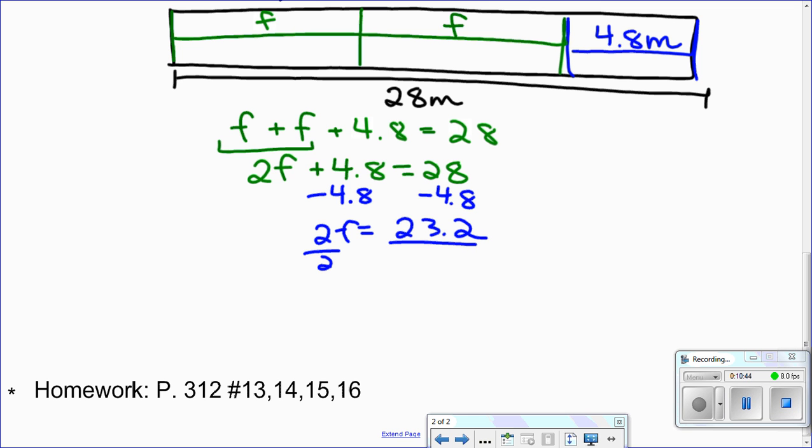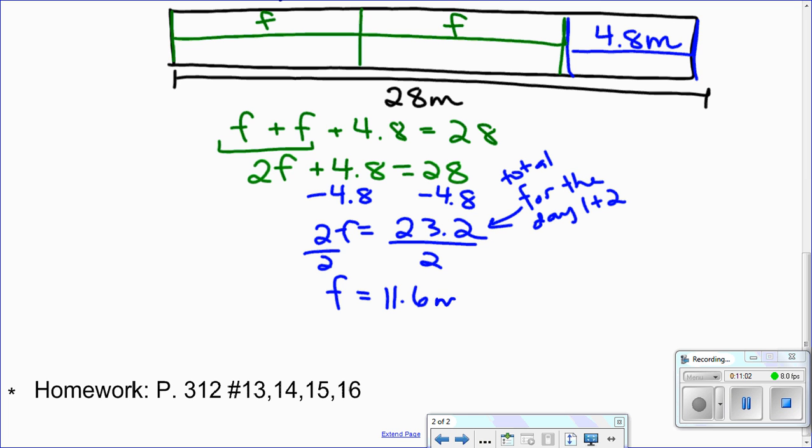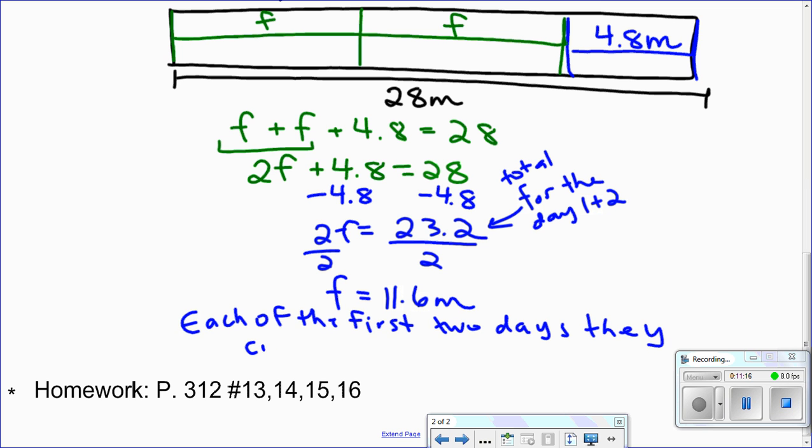We want to know what one of those is, that means in the first 2 days. So this is the total for day 1 and day 2, but we want to know just on one of those days, what did they do? So we're going to divide it in half, and I get 11.6 meters. So each of the first 2 days, they completed 11.6 meters of fence. So then on the third day, they just have that last little bit left.